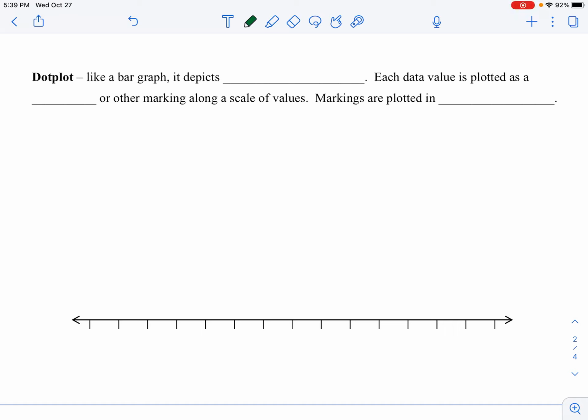All right, so the next picture of data that we're going to take a look at is called a dot plot. So this is like a bar graph. It's going to depict frequency and not relative or cumulative frequency. Okay, so it's going to depict our frequencies. Each data value is plotted as a dot or some other marking. Sometimes we use X's instead, along a scale of values. Markings are plotted in columns. Okay, so it's all vertical.